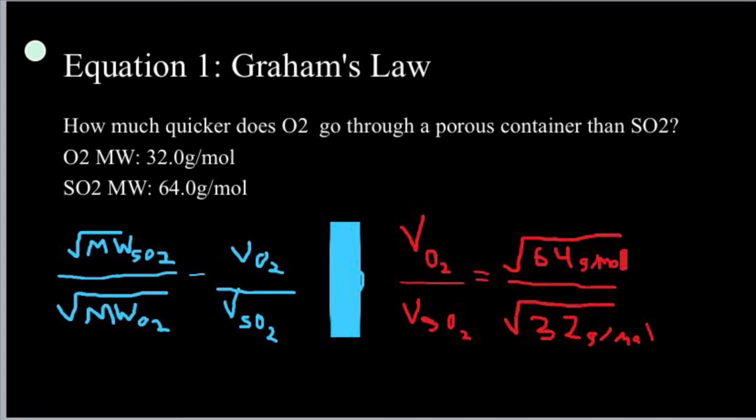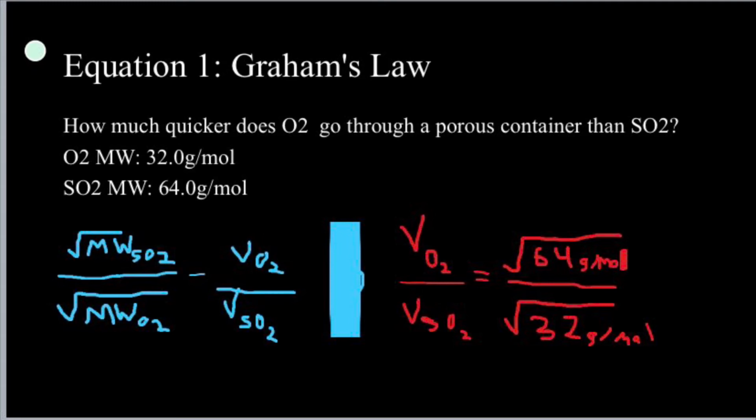we have to get the molecular weight of oxygen and SO2. O2 is 32.0 grams per mole, and SO2 is 64.0 grams per mole. Then we use the equation: the square root of the molecular weight of SO2 over the square root of the same thing for O2 equals the rate of O2 over the rate of SO2.